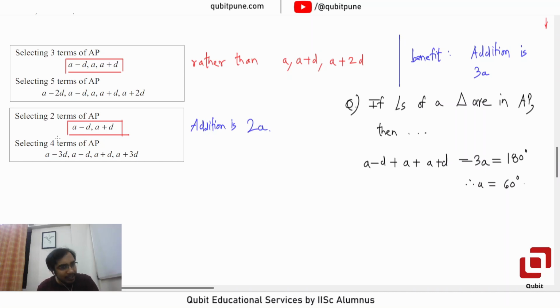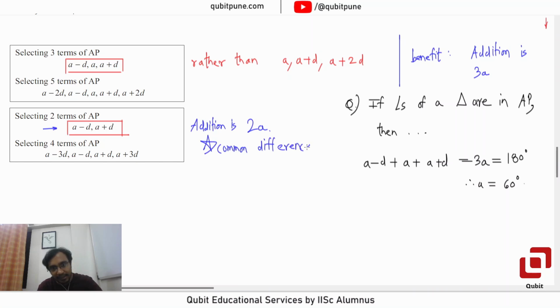The care that you should take in making this particular choice is that the common difference that you want is actually 2D, for A minus D and A plus D. Right? If we consider them as two consecutive terms, what should be the common difference?